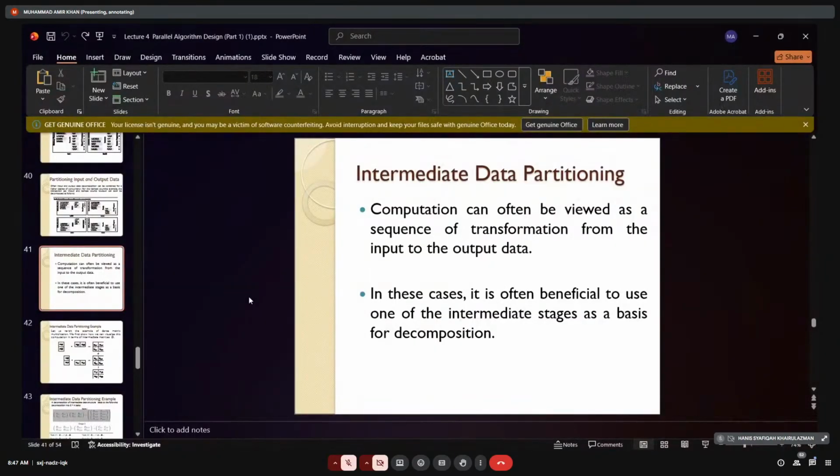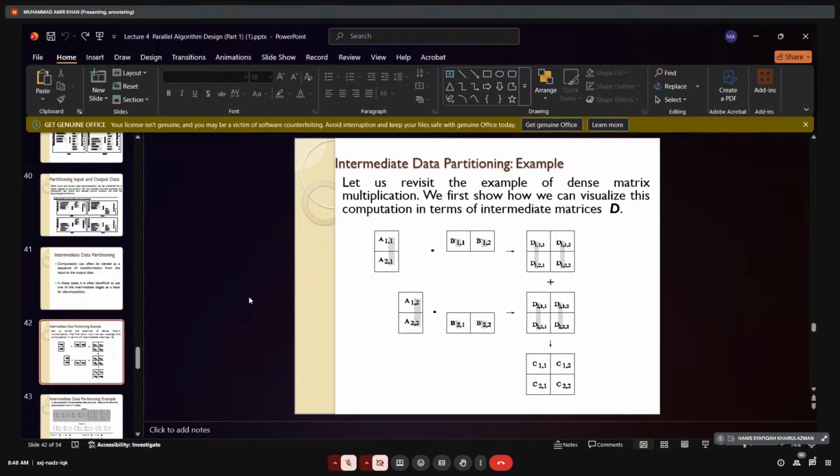Intermediate data partition. Computation can often be viewed as a sequence of transformations from the input to output data. In these cases, it is often beneficial to use one of the intermediate stages as the decomposition basis. Sometimes we use the intermediate stage, because that intermediate stage can be used by another stage. So this can also happen like this.